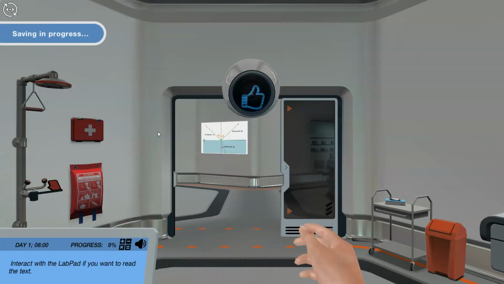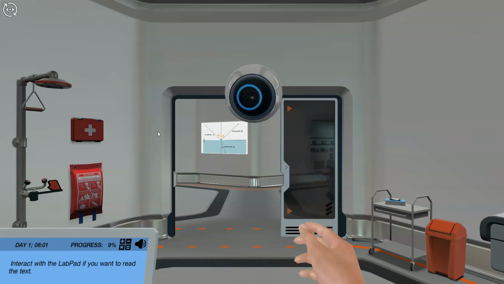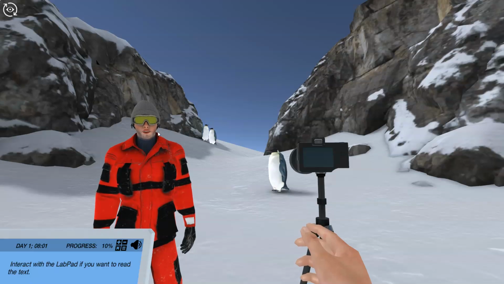Your first mission takes you to Antarctica, where you will meet an enthusiastic photographer who's using physics to improve their photos. I hope you're ready for your trip. Welcome to Antarctica. I'm Nicholas and I am on a mission to capture images of the wildlife here. You arrived just in time to take the perfect photo of this penguin on the glacier.